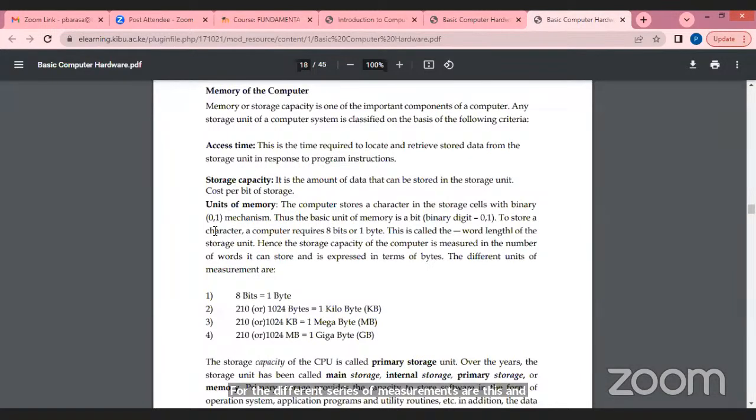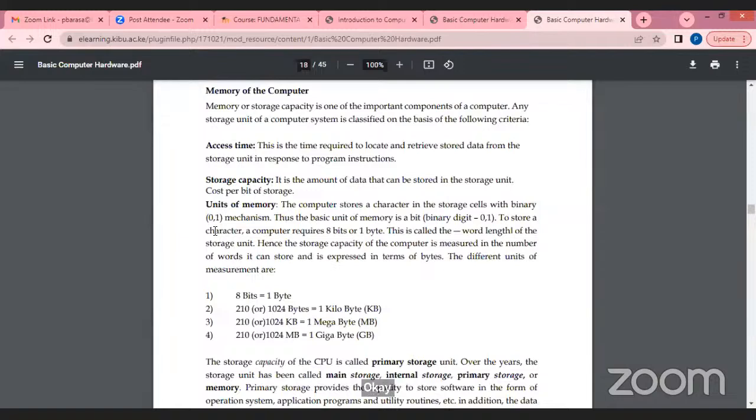So we are saying that 8 bits is equal to 1 byte, and 2^10 bytes, or 1024 bytes, make what we call 1 kilobyte. Just note that 1024 bytes make 1 kilobyte. Leave the other 2^10. Just go to 1024 bytes make 1 kilobyte.